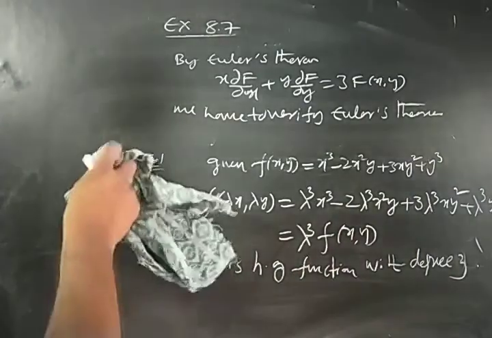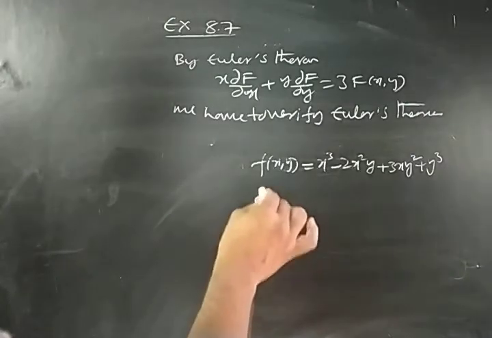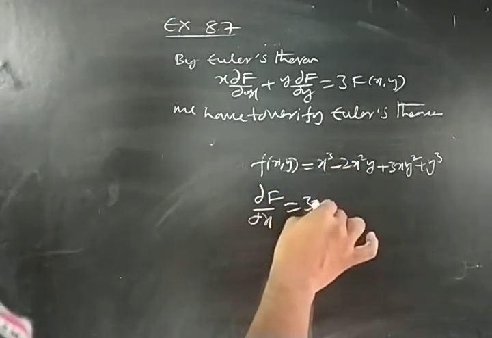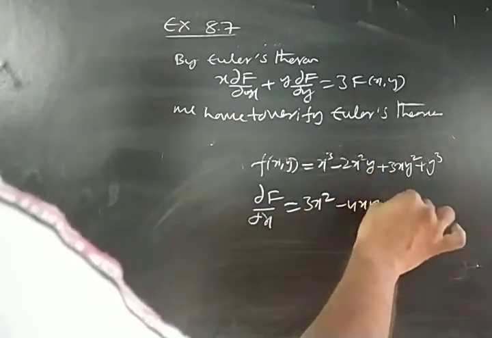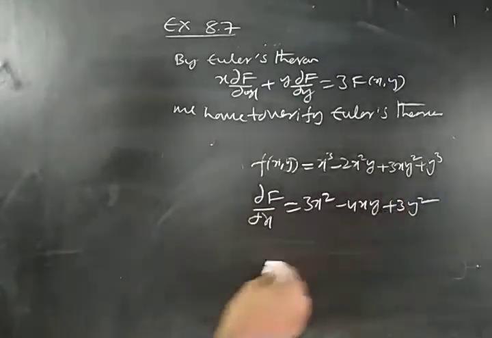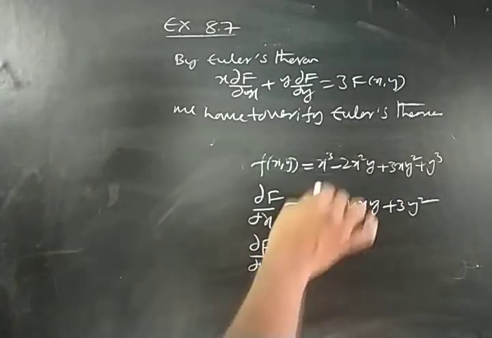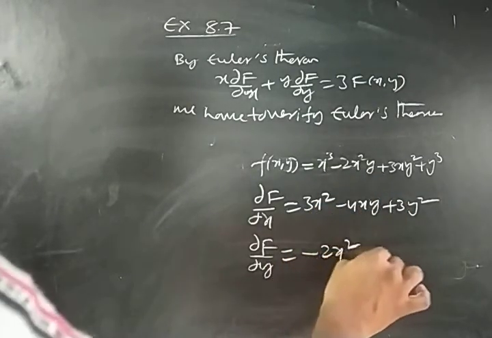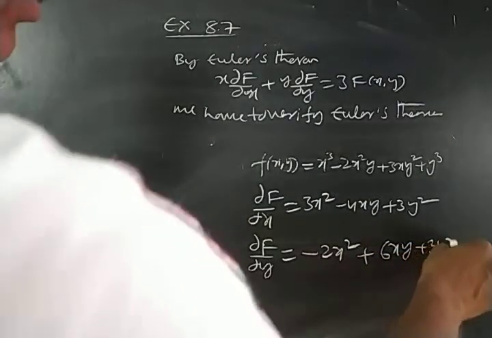For that I am finding dou f by dou x of the given function. Dou f by dou x is 3x square minus 4xy plus 3y square. Dou f by dou y similarly: x cube is constant, here you will get minus 2x square plus 6xy plus 3y square.